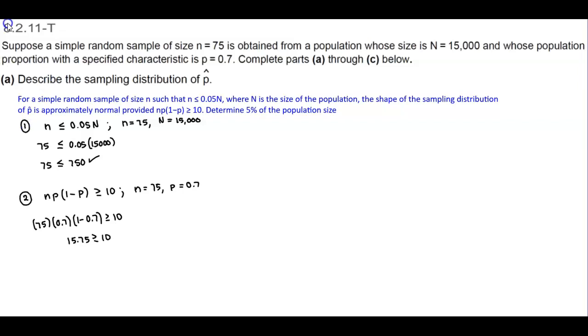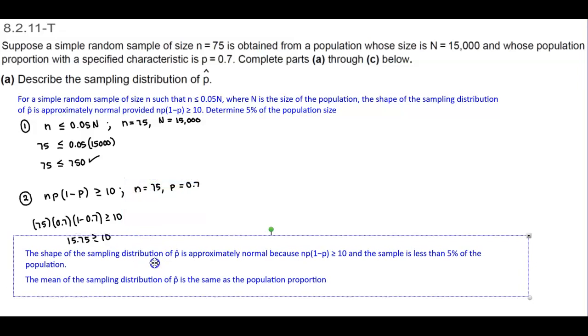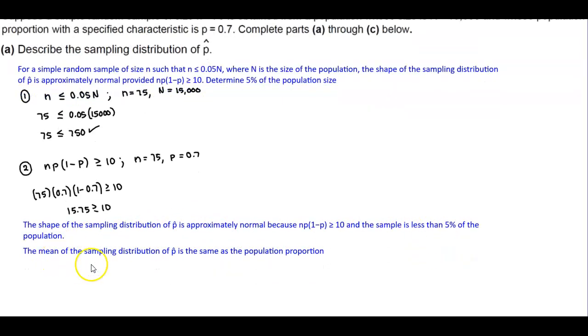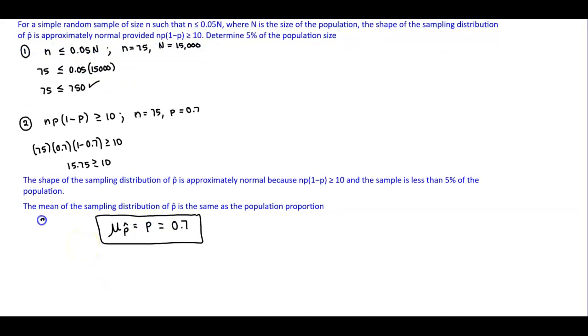Now the next thing we want to do is find out what the mean is. Now that we've established the sampling distribution is approximately normal and the sample is less than 5% of the population, the mean of the sampling distribution of the sample proportion is the same as the population proportion, and the population proportion is 0.7. So therefore we can say that the mean of the sampling distribution, which is equal to p, is equal to 0.7. Okay, so that's part 3.